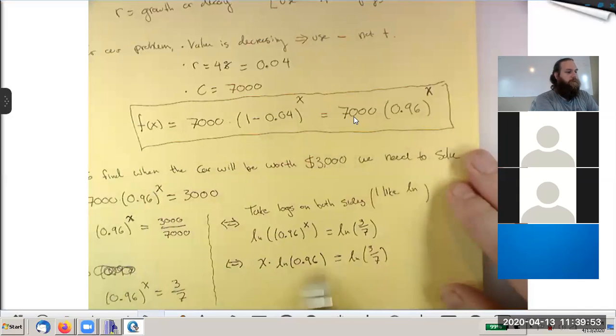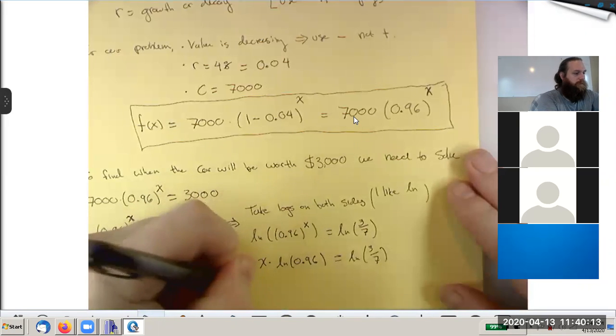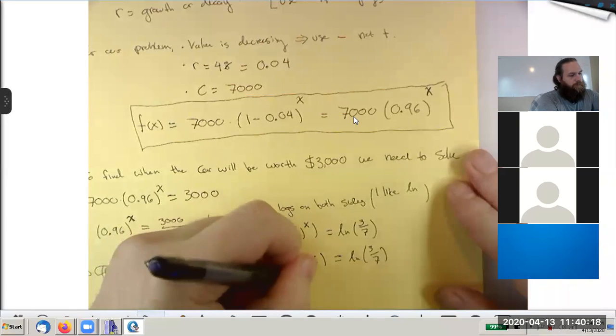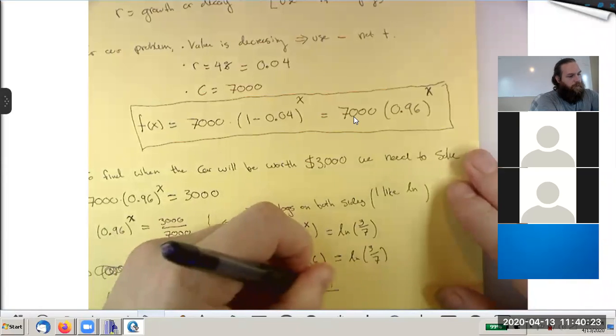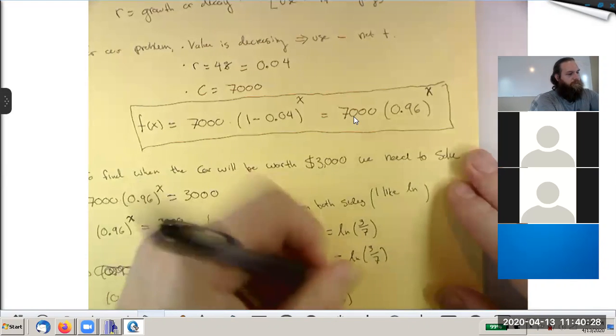Now this ln of 0.96 is just a number. It's some number. I don't know what that number is. And this thing over here is just some other number. So think of this as being like x times 5 equals 12. You'd just divide both sides by 5. So I just need to divide both sides by this number, which is the ln of 0.96. So my last step here, I will get x equals the ln of 3 over 7, all divided by the ln of 0.96.